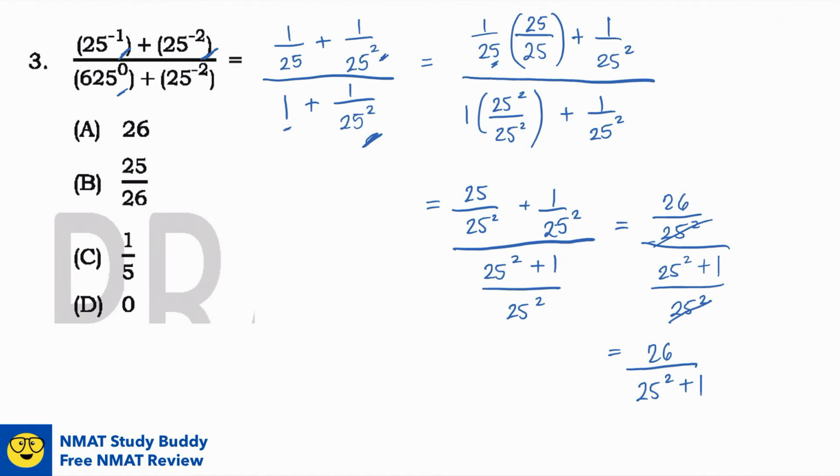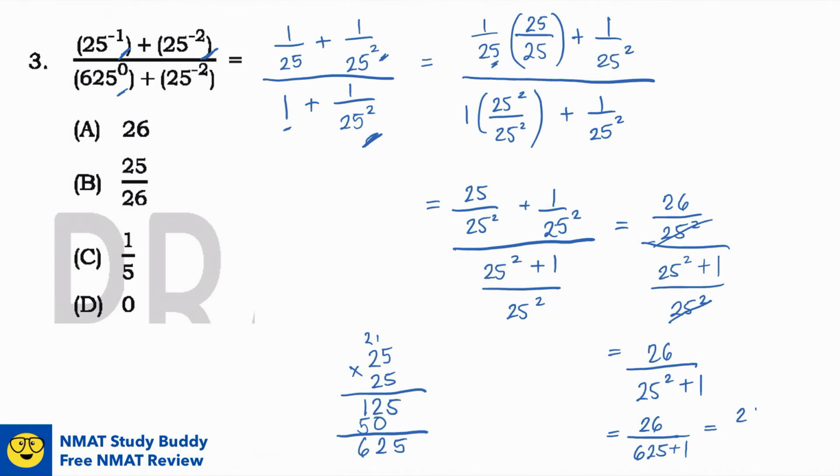So, ano yung square ng 25? Kung di mo kabisado, i-manual mo na lang na multiply. 5 times 5 is 25. 5 times 2 is 10 plus 2, 12. 2 times 5 is 10. Carry 1. 2 times 2 is 4 plus 1, so 5. 5 to 6. So, 625 yung 25 squared. Equal to sa 26 over 625 plus 1.